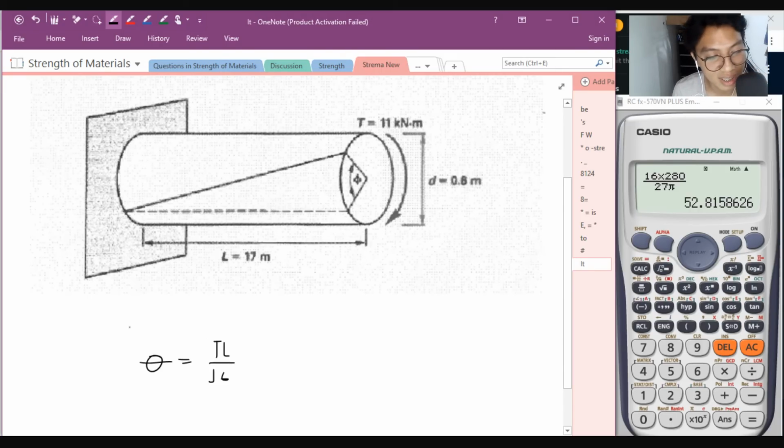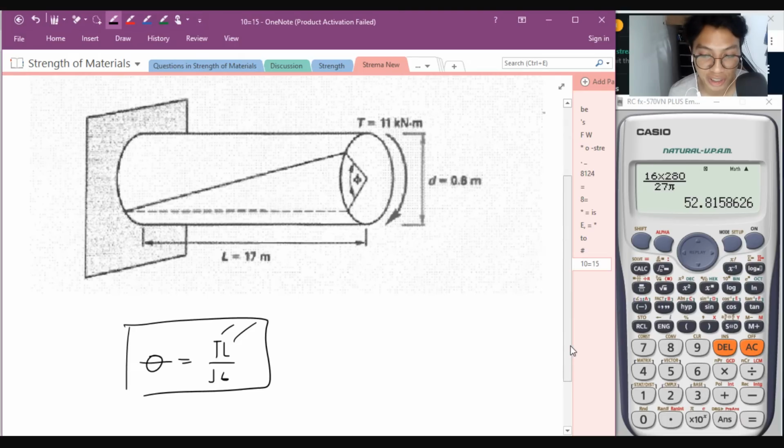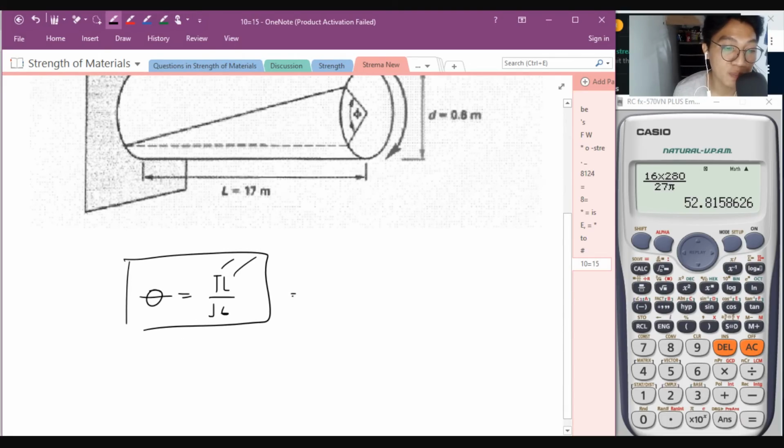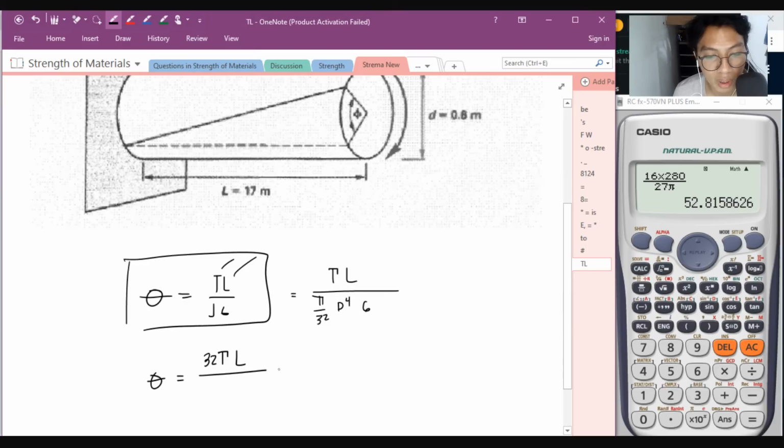Yan, no? TL over JG. Where T is the torque that is given there and L is the length of the bar or the shafting. J is the polar moment of inertia and G is the modulus of rigidity in shear. Now, pwede pa natin to expand. T, L, over J, which is pi over 32 D to the fourth, multiplied to G. Simplify natin yan. So, 32 T L over pi D to the fourth G. Inakyat ko yung 32.